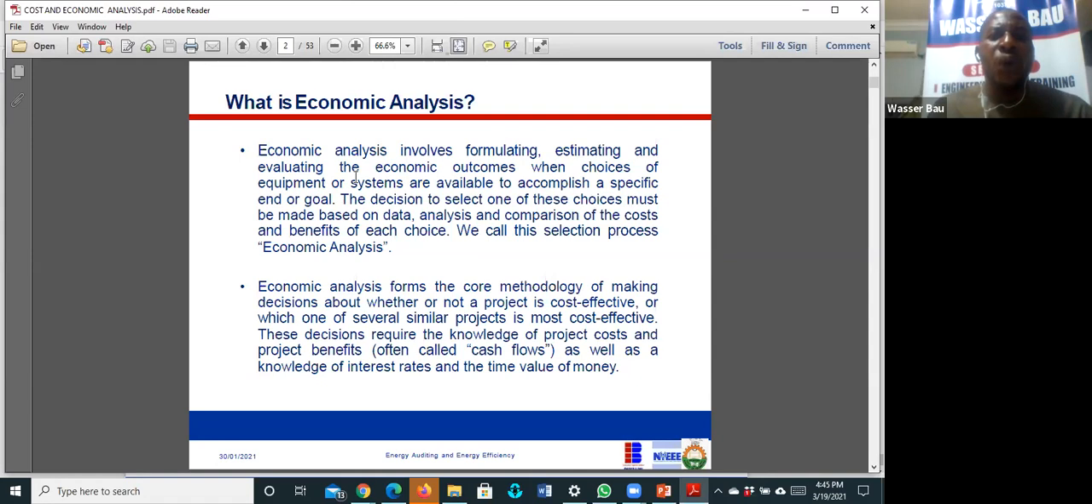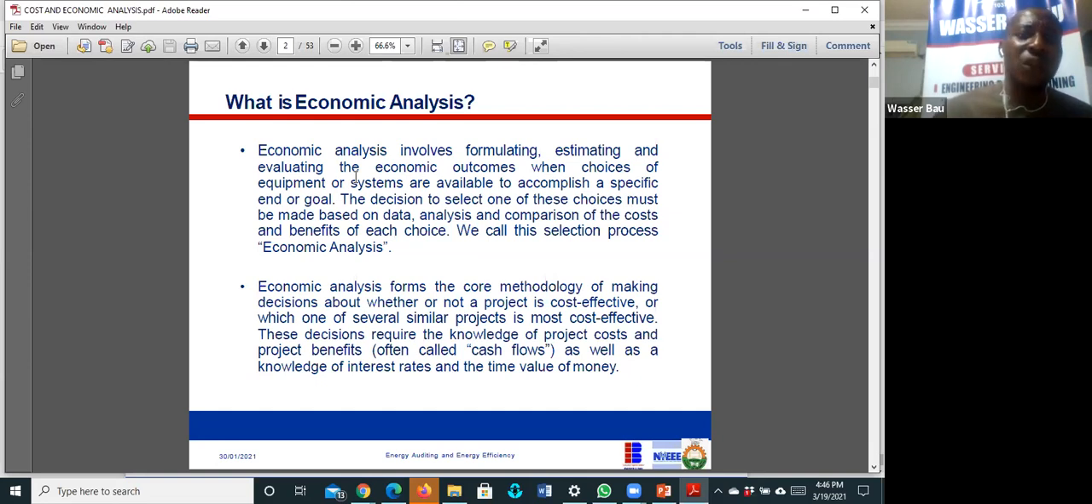The decision to select one of these choices must be made based on data analysis and comparison of the cost and benefit of each choice. We call this selection process economic analysis. So that's what economic analysis is about. When you have a choice, you need to do economic analysis. Economic analysis forms the core methodology of making decisions about whether or not a project is cost effective, or which one of several similar projects is most cost effective.